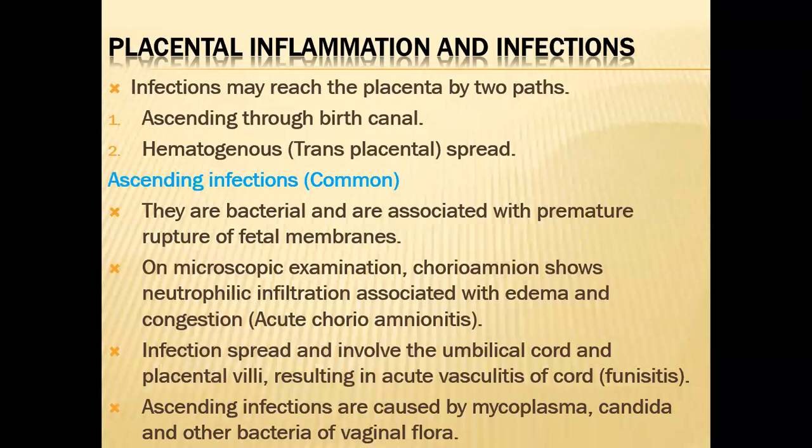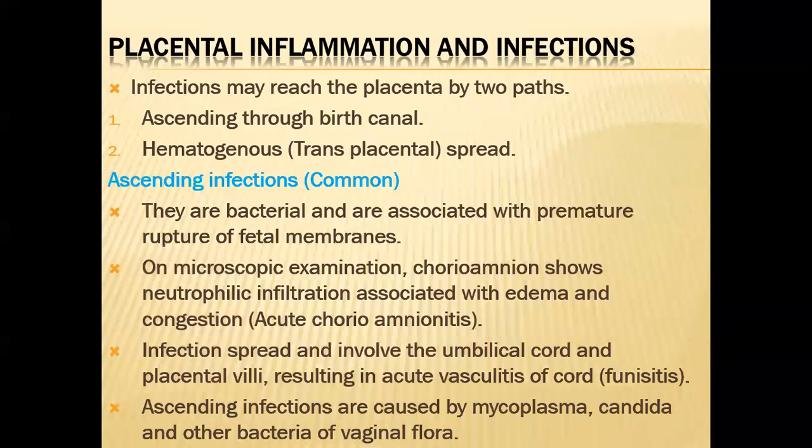So when the fetal membrane is not present, there are chances of different bacteria ascending to reach the placenta and causing placental infection. As you know, nature provides protection against infection, but when this is disturbed and the membrane is ruptured, the bacteria reach the placenta. On microscopic examination, the chorioamnion shows neutrophilic infiltrate. As you know, neutrophils show infection, associated with edema and congestion.